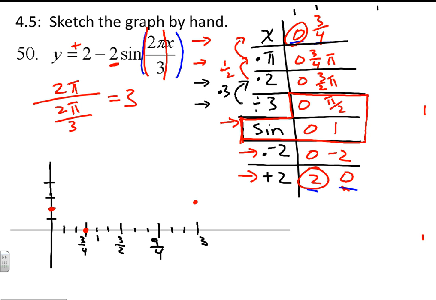Take that guy off, this guy off. Okay, so what I have now is just the point (0, 2) and just the point (3/4, 0). And you say, how do I know where to go from that? Well, where does sine, the graph of sine, start? Just plain old sine of x starts at the center line.